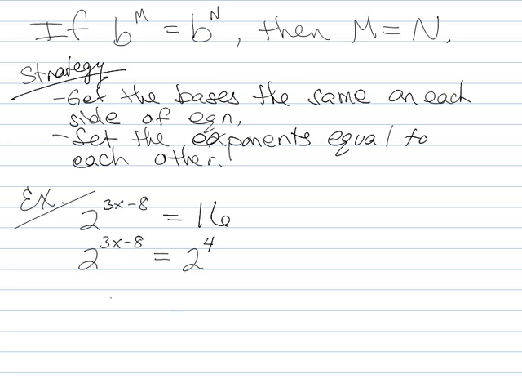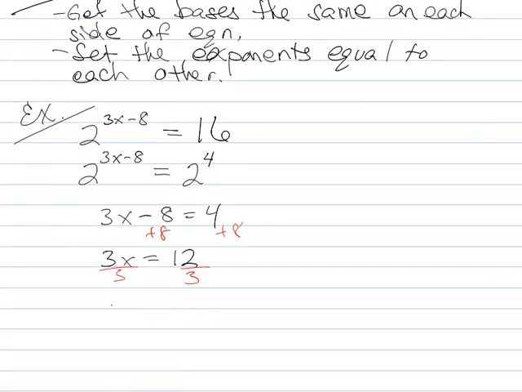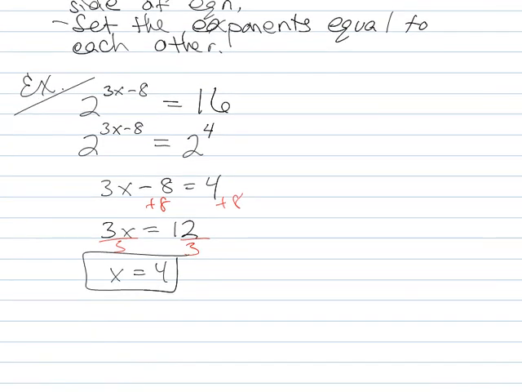Now that the bases are the same, I can set the exponents equal to each other. So I'll go ahead and add 8 to both sides, and then divide by 3, and get x equals 4. And that problem is actually done just about that quick. Okay, let's try another one.